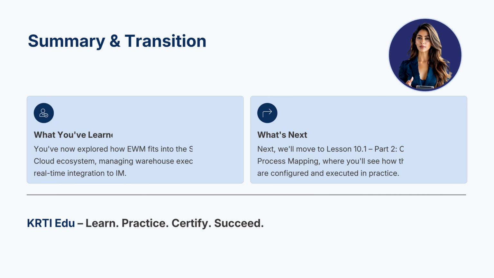To recap, EWM is the advanced execution layer inside S/4HANA Cloud that manages warehouse tasks, handling units, and stock accuracy through real-time integration with inventory management. Next, we'll continue with Lesson 10.1 Part 2, Configuration and Process Mapping, where you'll see how these architectural concepts translate into actual system configuration and flows.